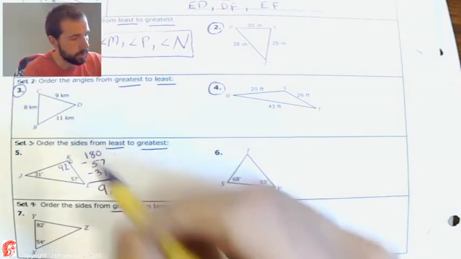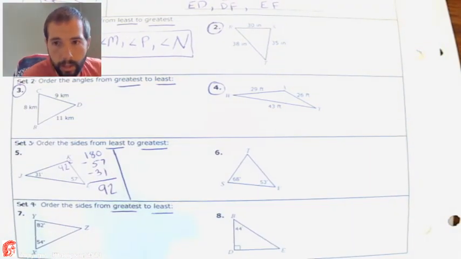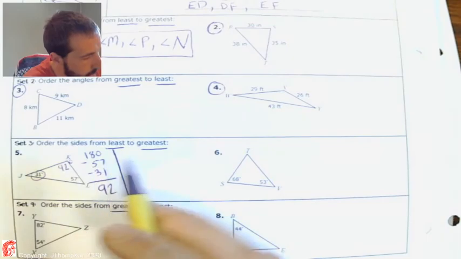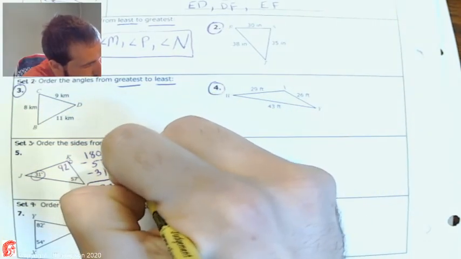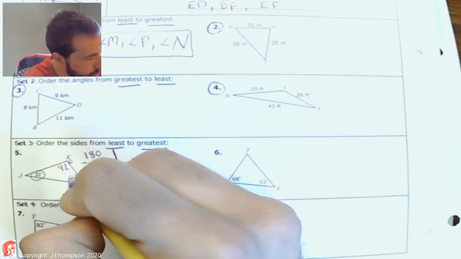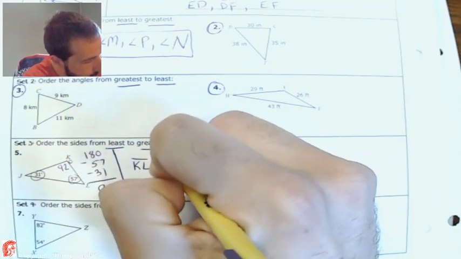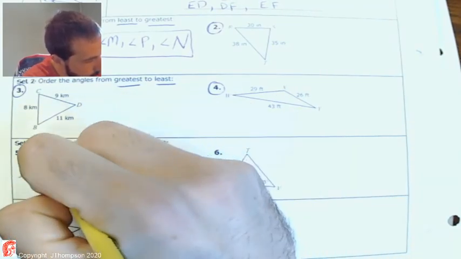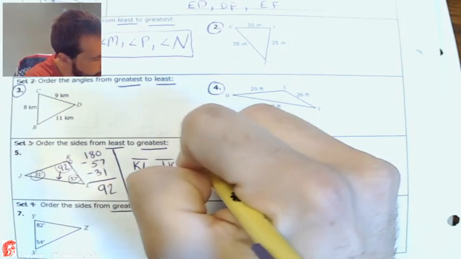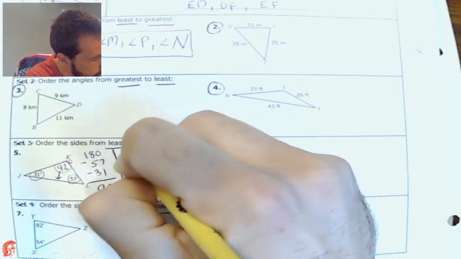So we're going least to greatest. So the smallest angle is 31 degrees. So that would be across from side KL. After 31 comes 57. That's across from JK. And then the largest angle is 92, which is across from JL. Okay, so that's least to greatest.